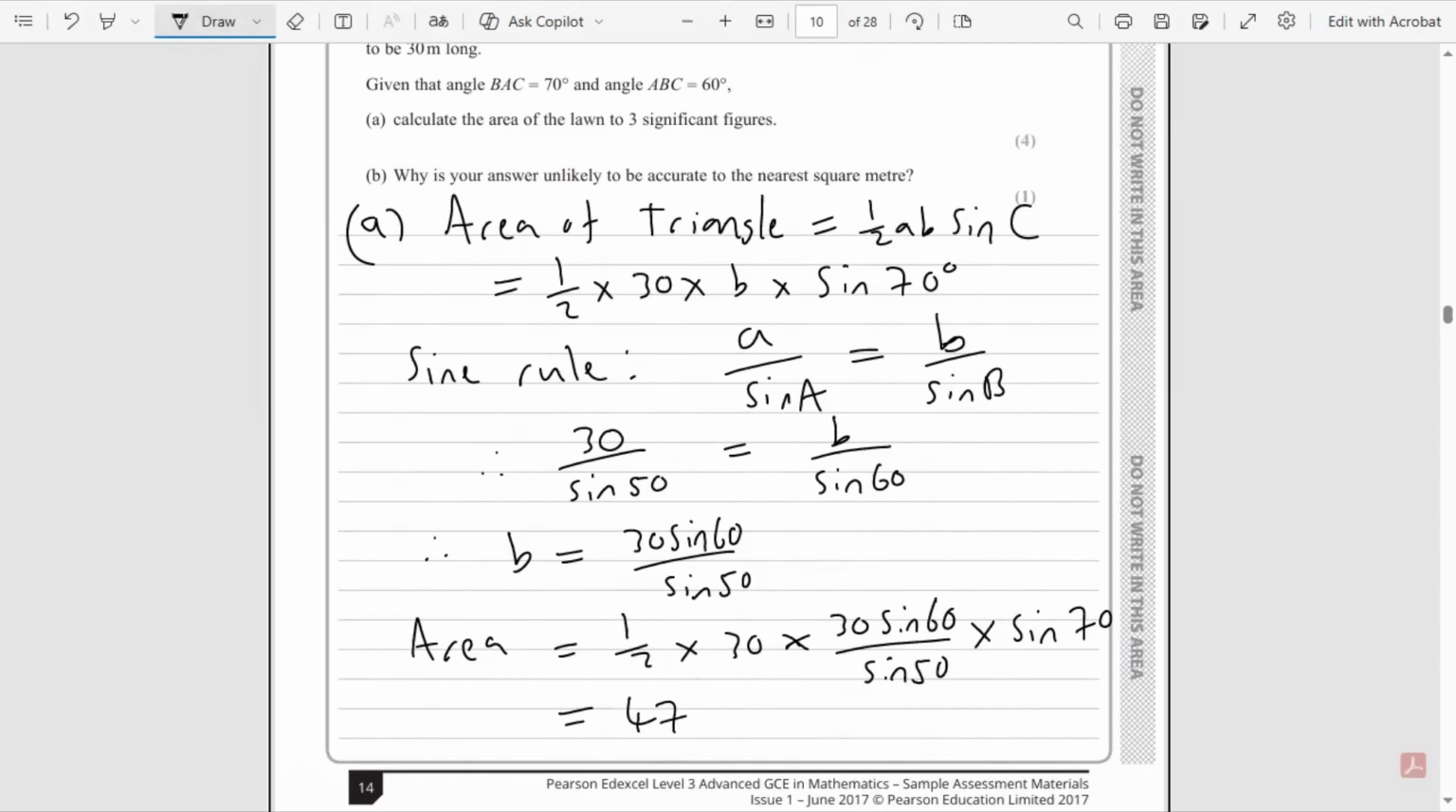478.05, but the question needs 3 sig figs, so this rounds to 478 meters squared to 3 sig figs, and that's our answer there for part A.